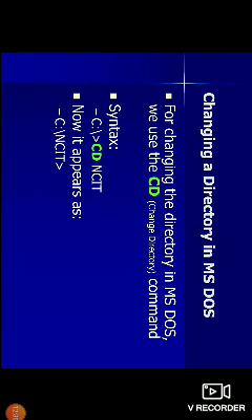Next, changing a directory in MS-DOS. For changing the directory in MS-DOS, we use the cd command. Here cd stands for change directory. The syntax is C colon slash greater than cd space NCIT. After executing the statement, the screen appears as given below: C colon slash NCIT greater than symbol. Now the command prompt looks like this. C colon slash NCIT means we are now in that directory.